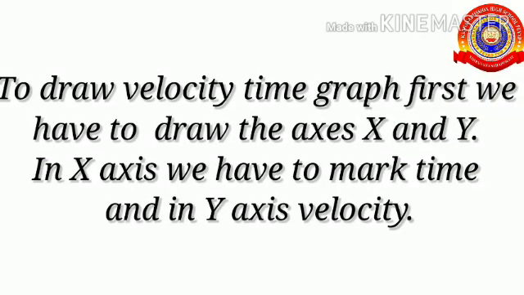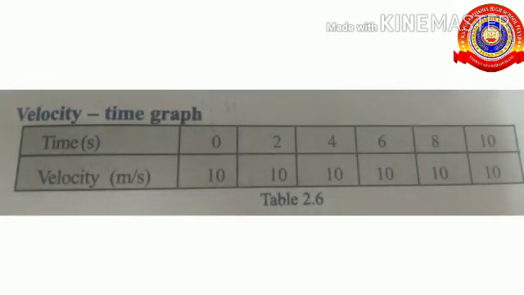To draw a velocity time graph, first we have to draw the x and y axes. On the x-axis, we mark time and on the y-axis, velocity, same as in the position time graph. For that, here is a table from your textbook, 2.6. In the table, we can see the time and velocity of a moving object.